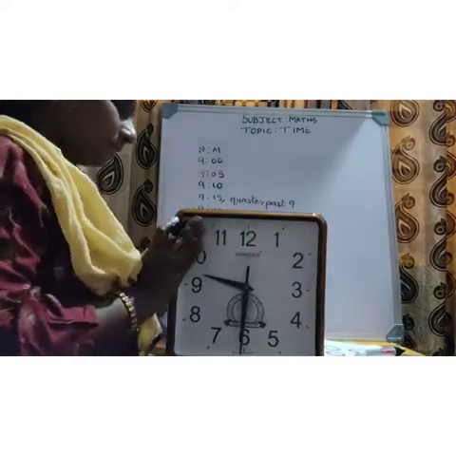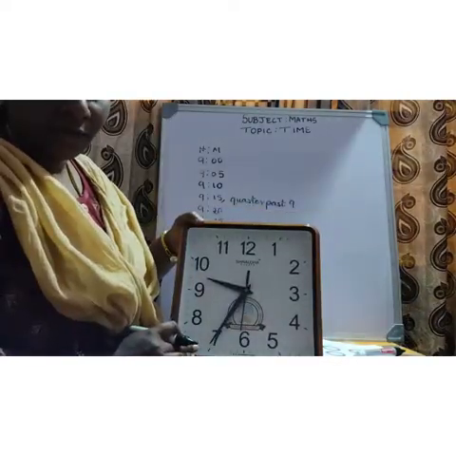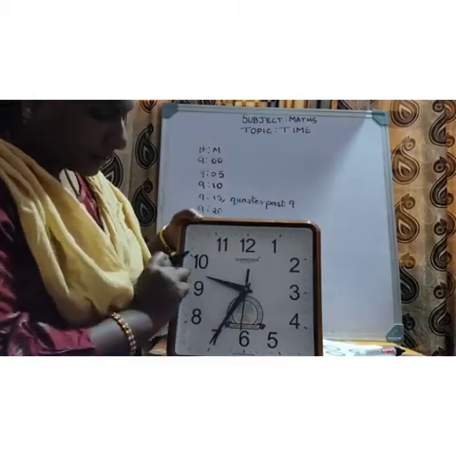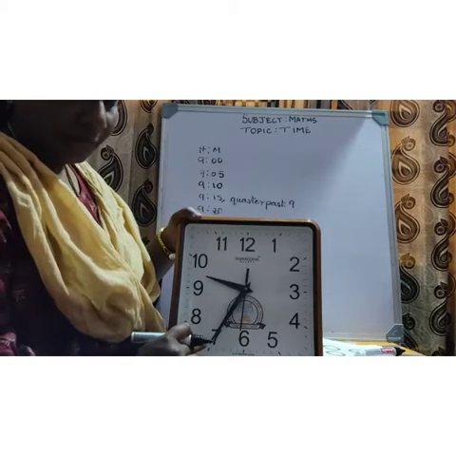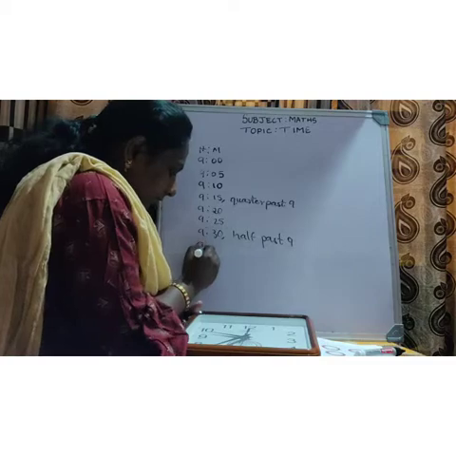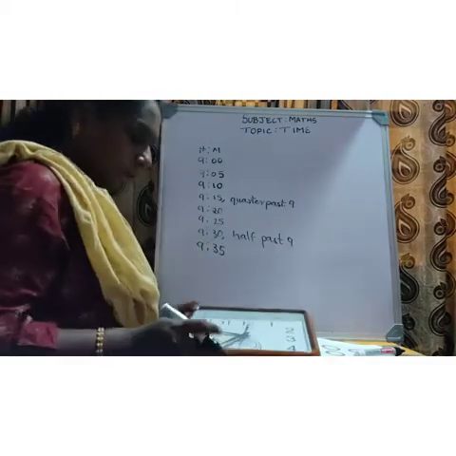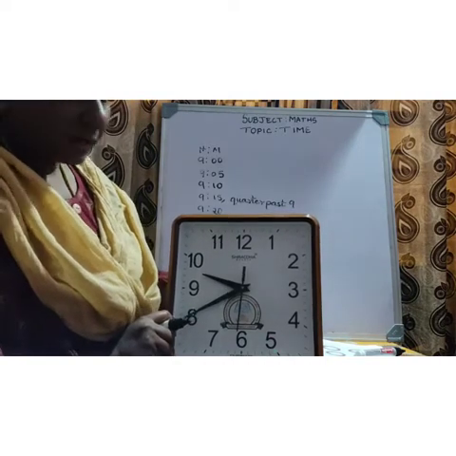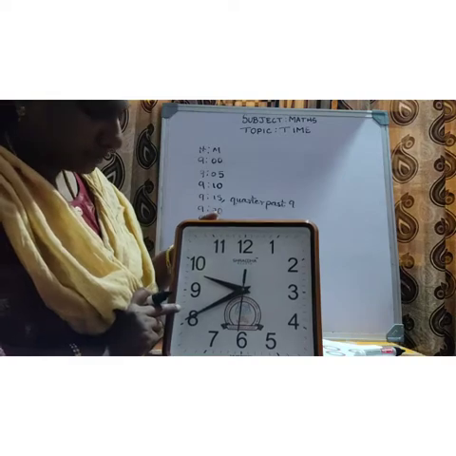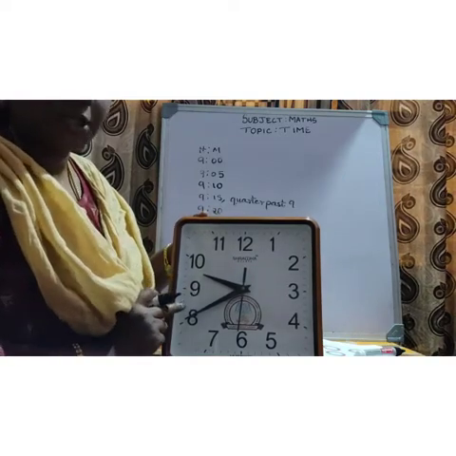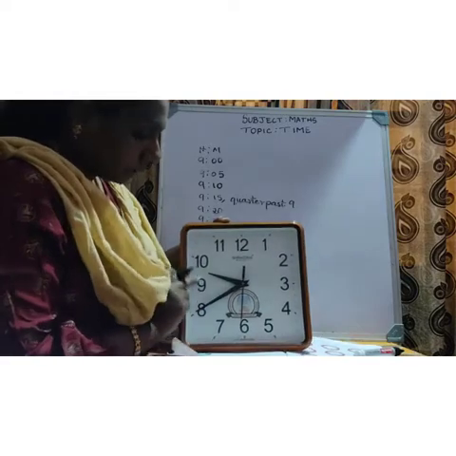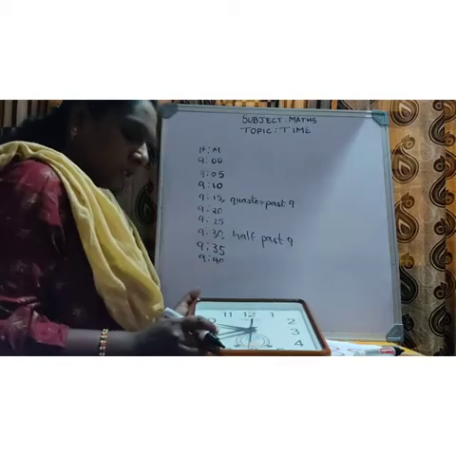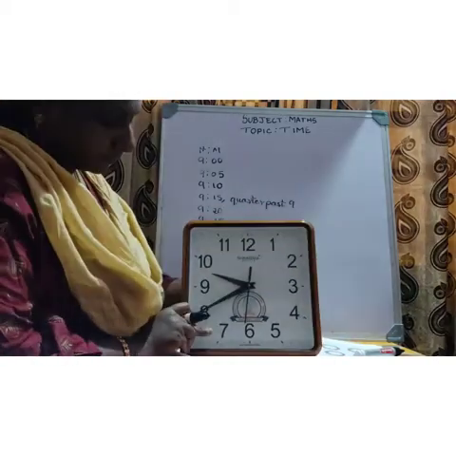Okay. So the next is, if the minute hand is at 7, what is the time? The hour hand is at 9 and the minute hand is at 7. The time is 9:35. Okay. So the next one, the minute hand is at 8 and the hour hand is at 9. So what is the time then? It is 9 hours and 40 minutes. That you can write as 9:40. Okay. Understood children? The next.